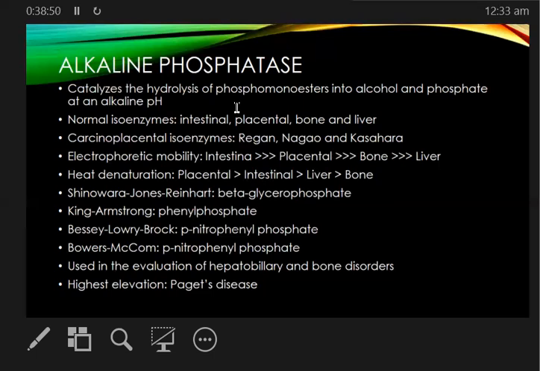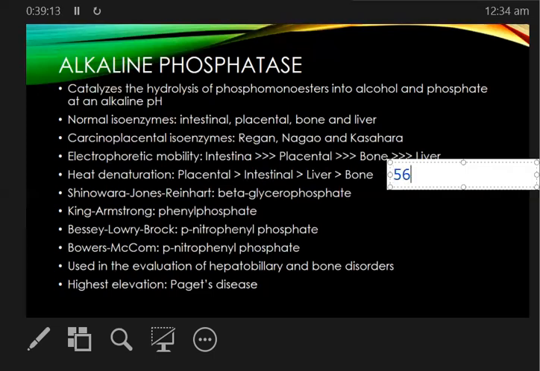In practice, the significance of your heat denaturation is for us to differentiate your bone and your liver. So we have to be able to differentiate your bone and your liver. Heat denaturation is carried out at 56 degrees Celsius for 15 minutes.